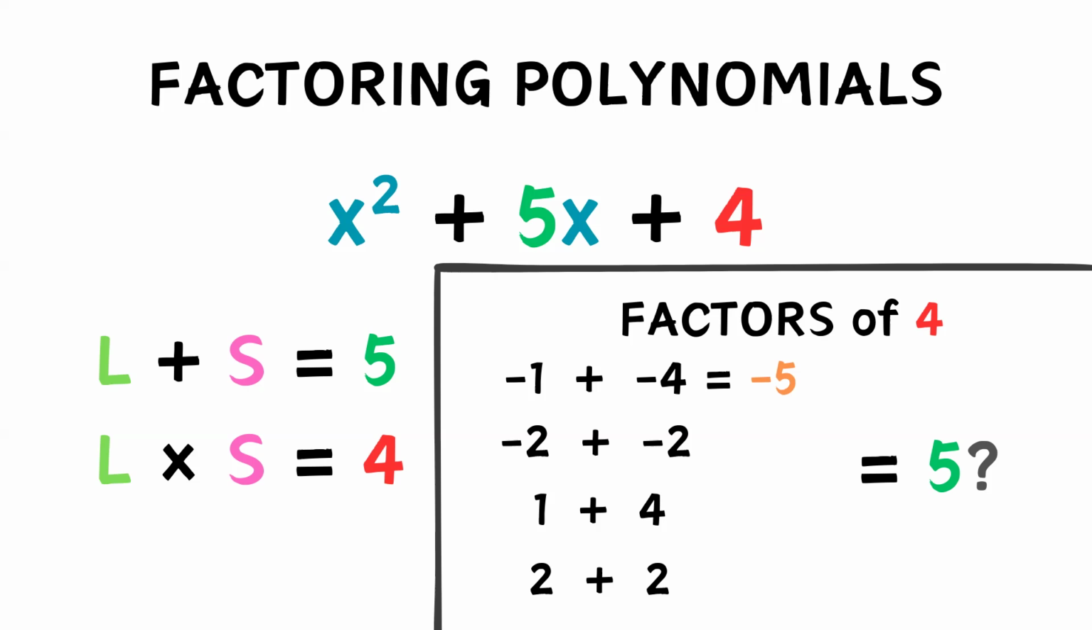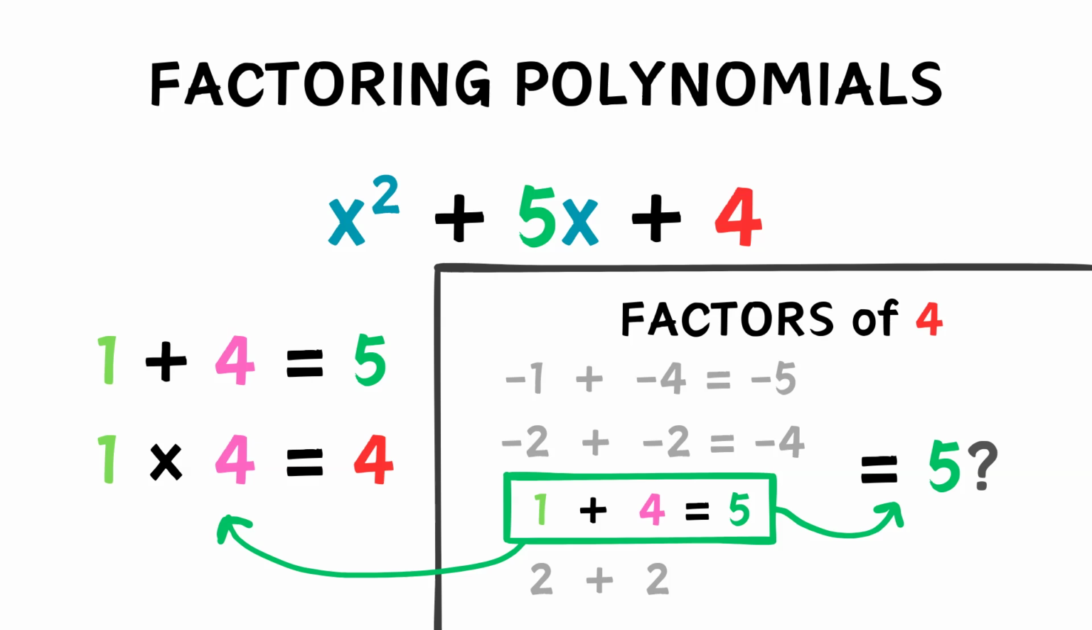The sum of -1 and -4 is -5, so that's not what we're looking for. -2 plus -2 is -4, so that's also not right. 1 plus 4 is 5, so those would be the numbers we're looking for. 1 plus 4 is 5, and 1 times 4 is 4. Of course, we could also reverse the order since we know the commutative property.